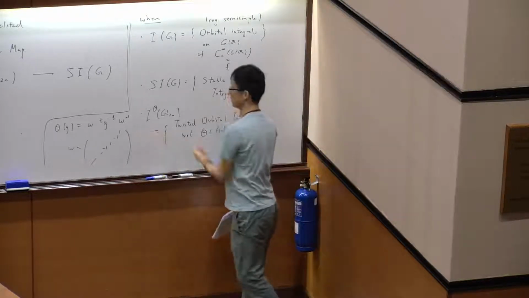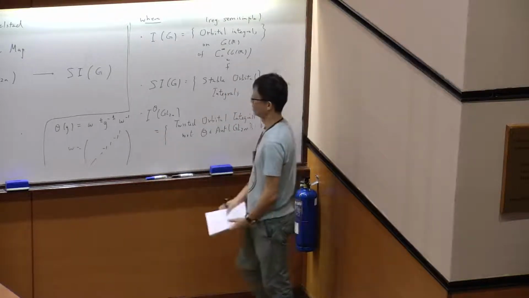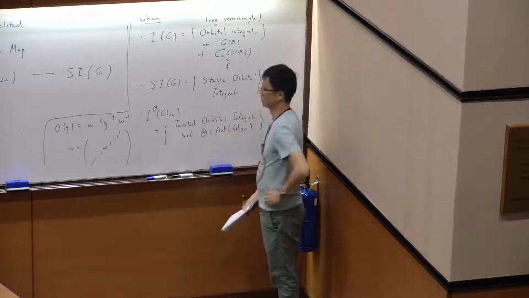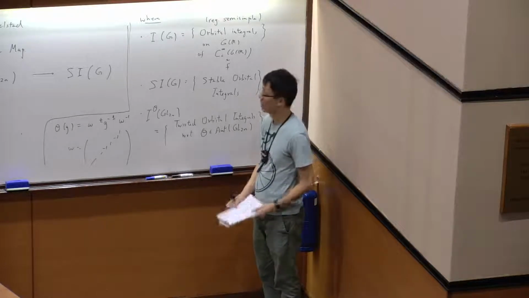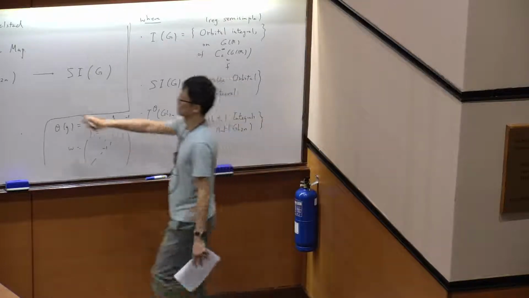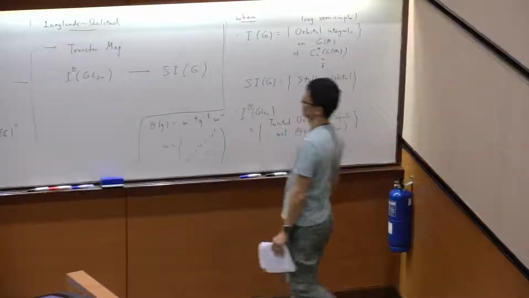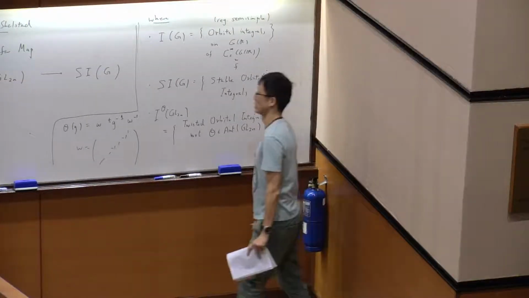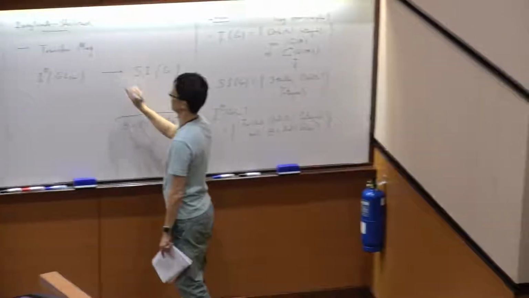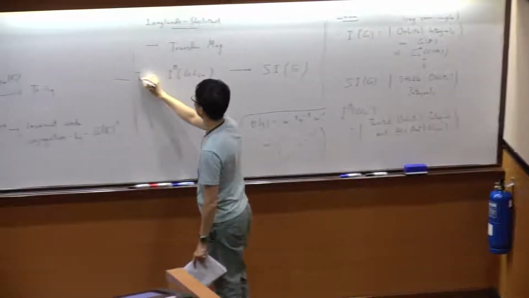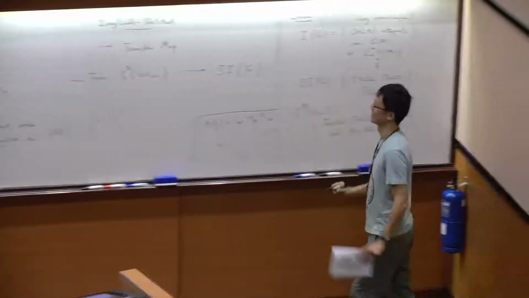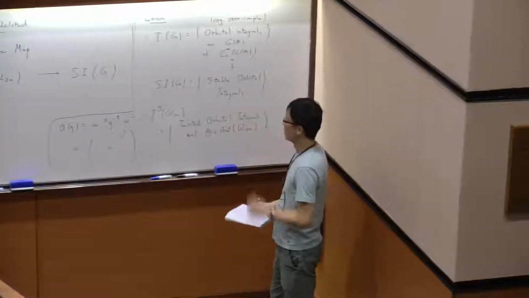So there's an outer automorphism of GL2N, and using that, you can define a twisted conjugacy. And then you want to look at the space of these twisted orbital integrals. So the point is that there is a certain map, transfer, from here to there, that Langlands and Shelstad introduced.